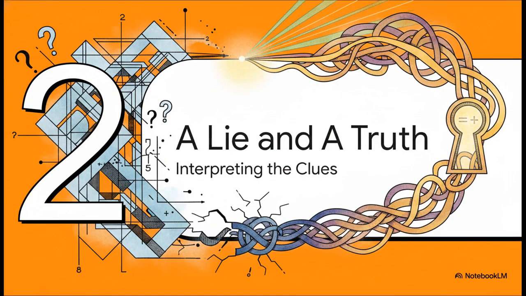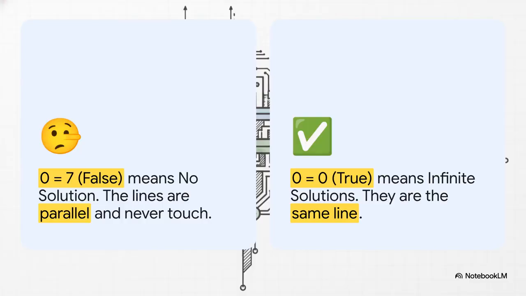This whole vanishing act can only lead to one of two outcomes, and I like to think of them as the lie and the truth. These are the two secret messages your equations might reveal. Okay, this slide breaks it down perfectly. On one side, we've got the lie. This is when you end up with a totally false statement, something impossible like 0 equals 7. That means there is no solution. Geometrically, it's telling you the lines are parallel, they run side by side forever and will never ever cross.